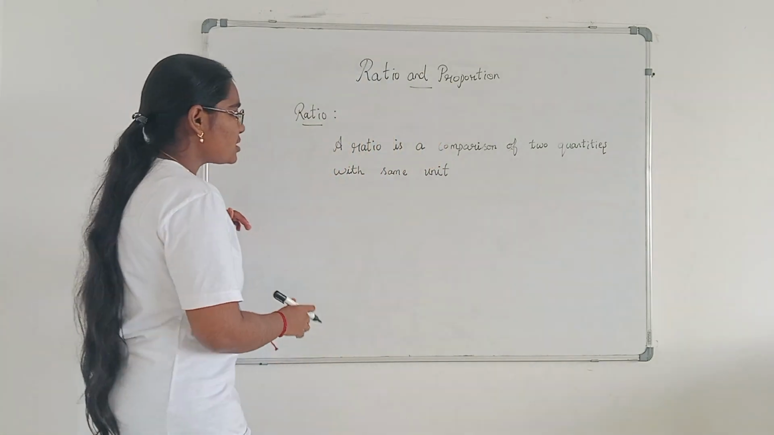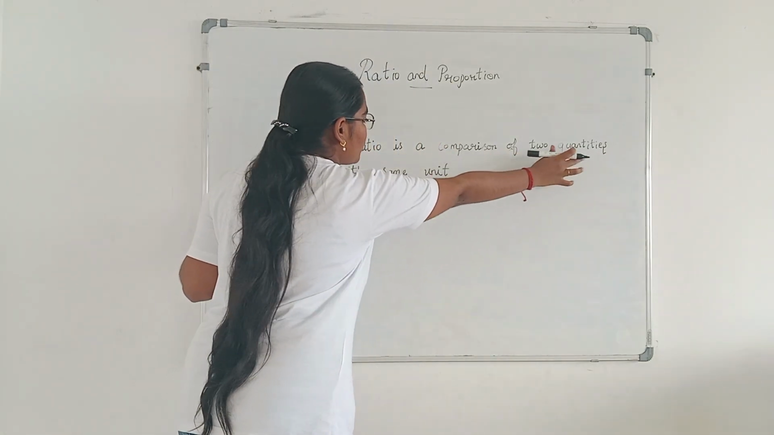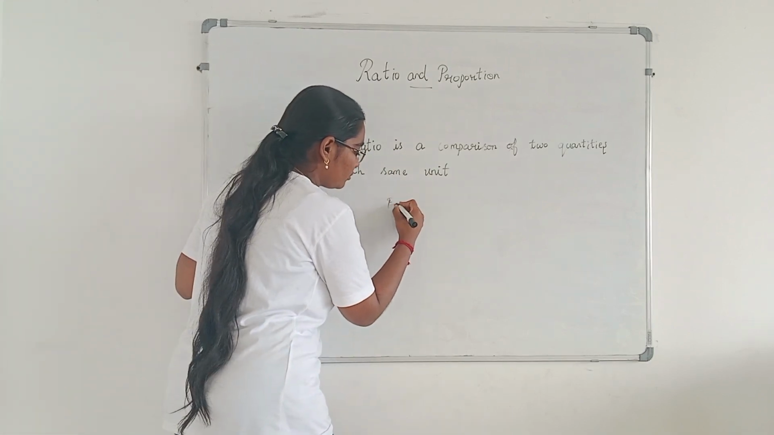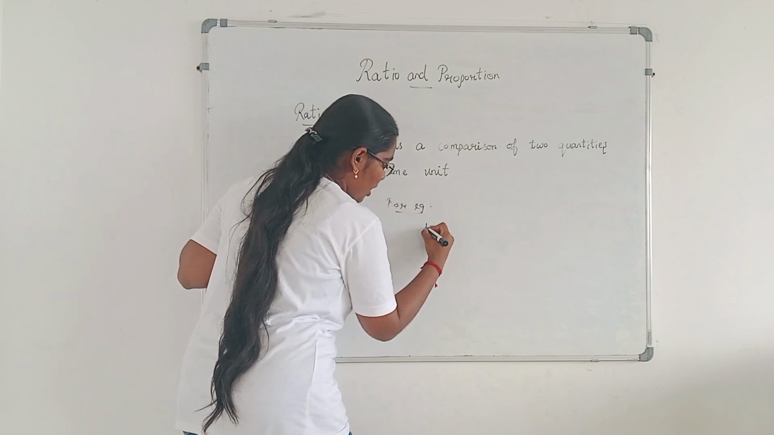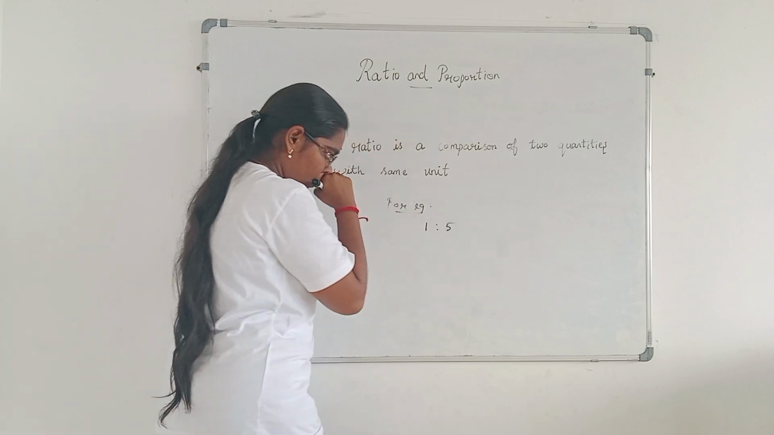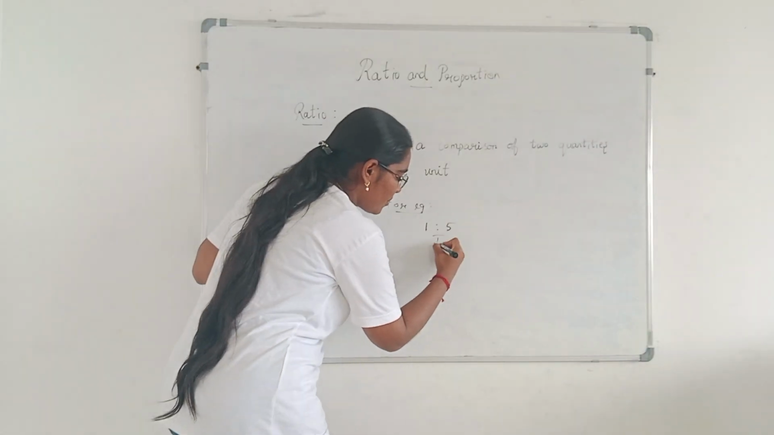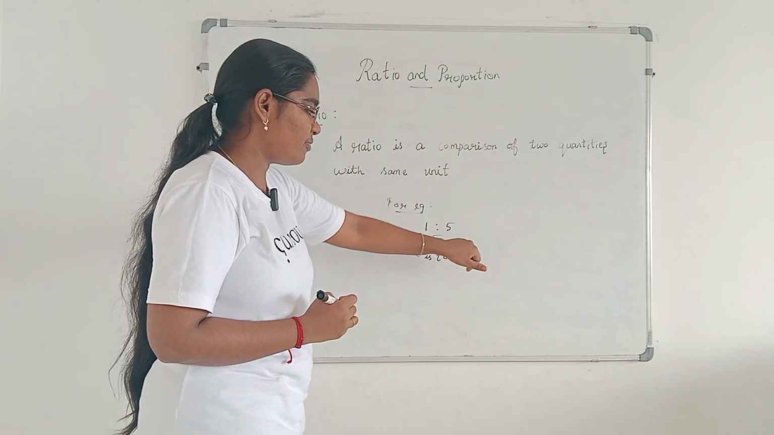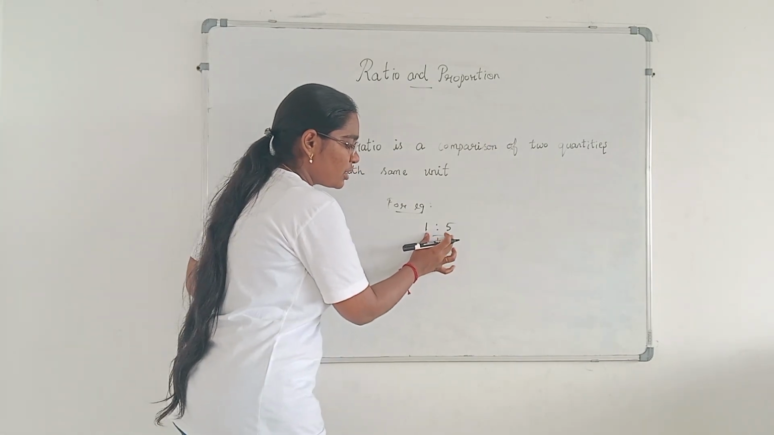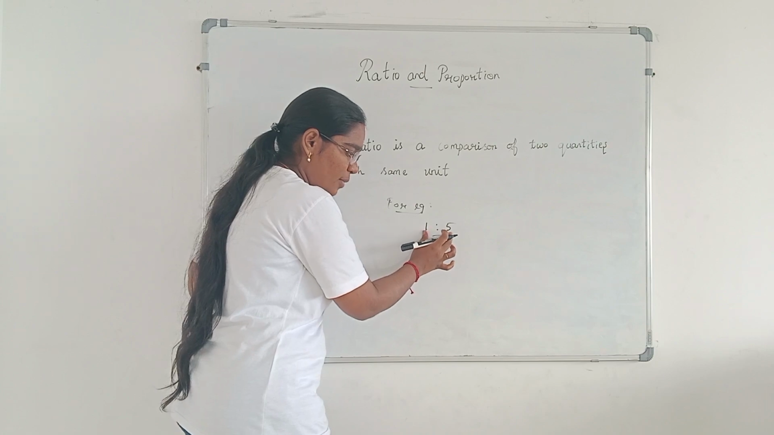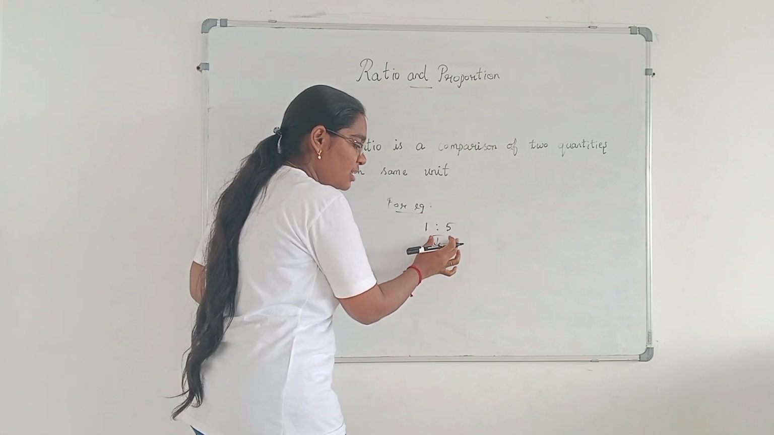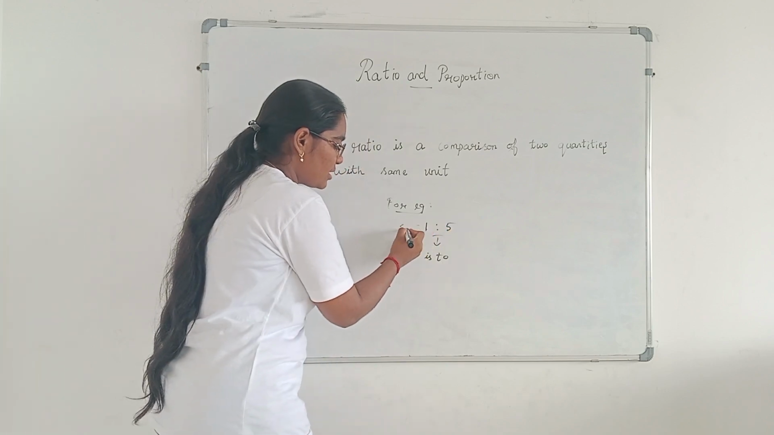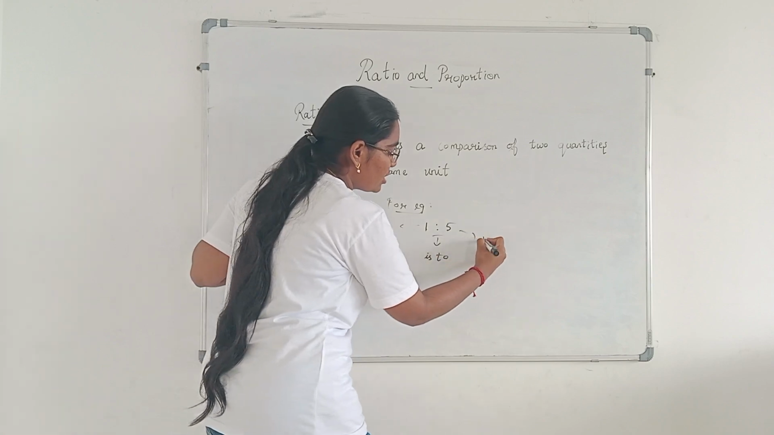Okay, so a ratio is a comparison of two quantities with the same unit. So, for example, 1:5. The symbol should be pronounced as "is to". So 1 is to 5. We are comparing these two quantities by using a ratio, and the units of these two quantities are the same. That means if this is in kilometers, this will also be in kilometers.